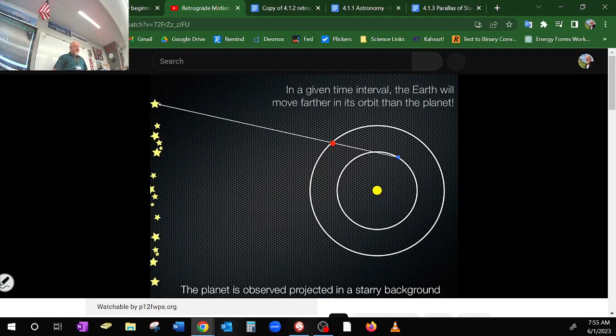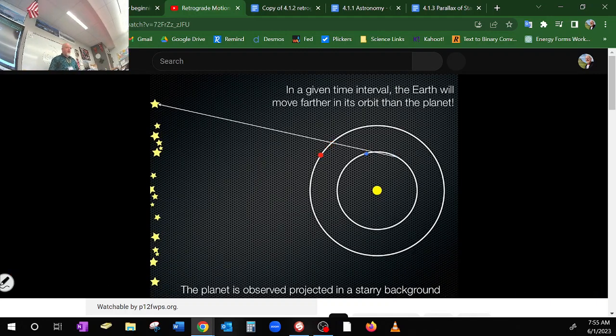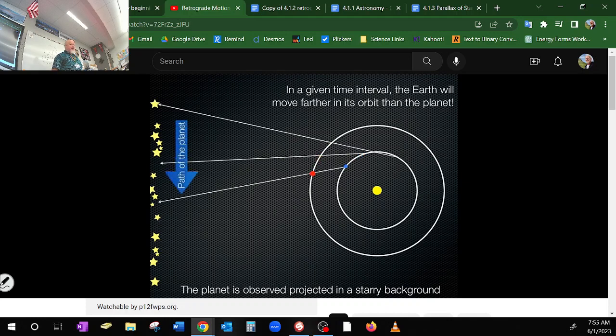You look at the stars in the background. Remember, those are fixed. They don't move. Just the planets, the sun, and the moon move. That's the difference between a star and a planet. Planets are in a different place every night. But you can see it looks like, with respect to the stars far in the distance, it's going backwards.